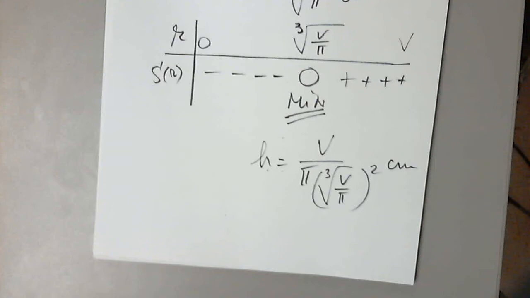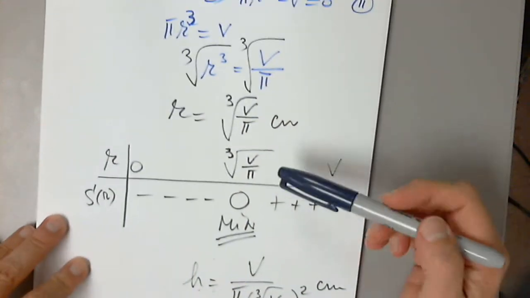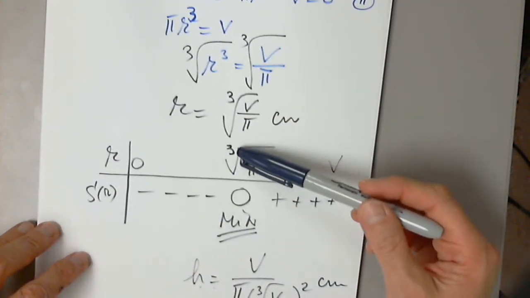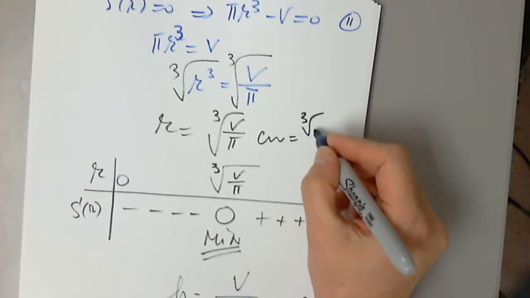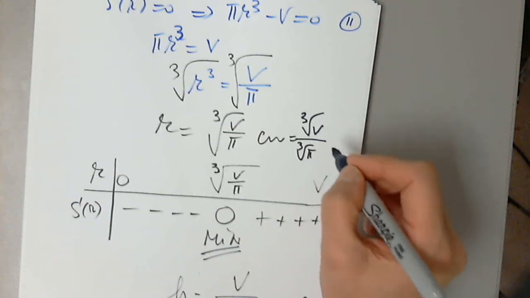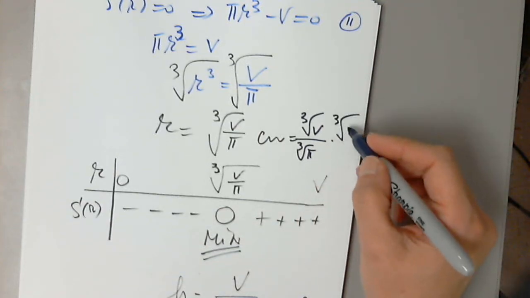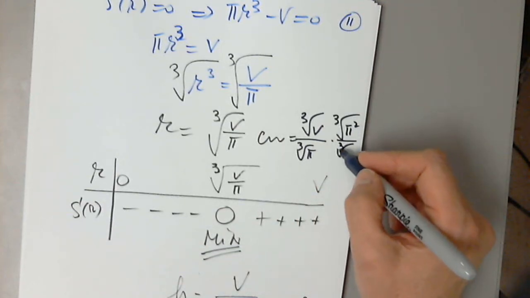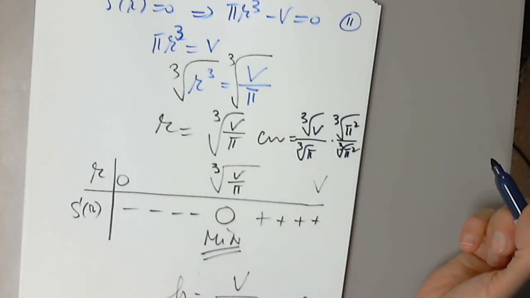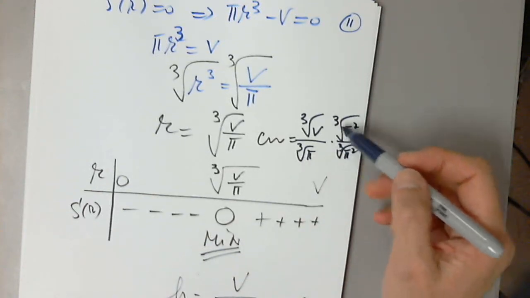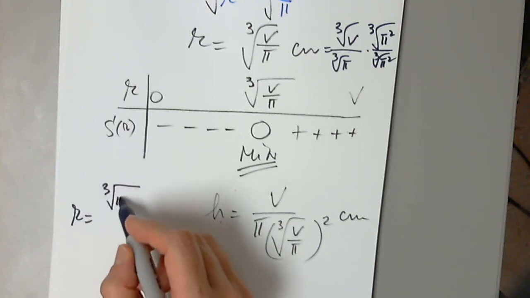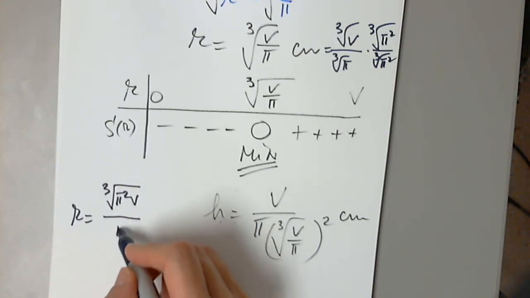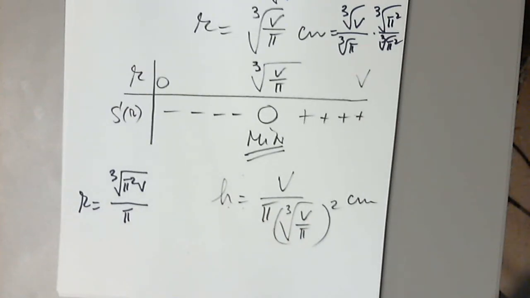Very good. Okay, so let's try to simplify it. This is not fully simplified. It's not rationalized. So here I will change it basically into the cube root of v over the cube root of pi, and I will multiply by the cube root of pi squared over the cube root of pi squared. So the denominator is pi, so r equals the cube root of pi squared v divided by pi. So this is better.